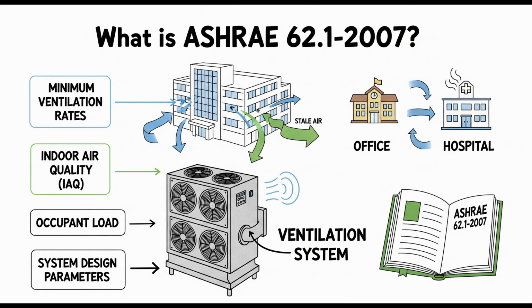What about something really specific like cigarette smoke? Yes. Section 5.18. This was added via Addendum 62.1G, and it specifically covers buildings that have both environmental tobacco smoke, ETS areas, and ETS-free areas.